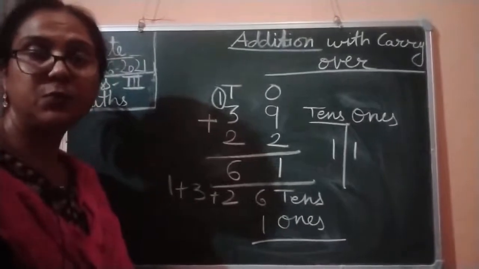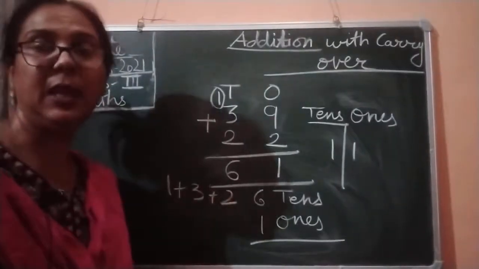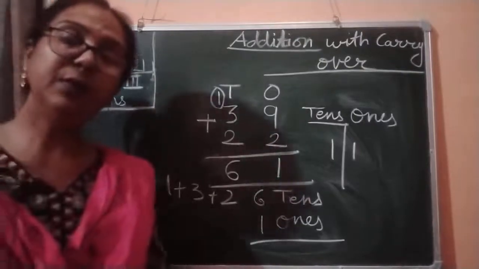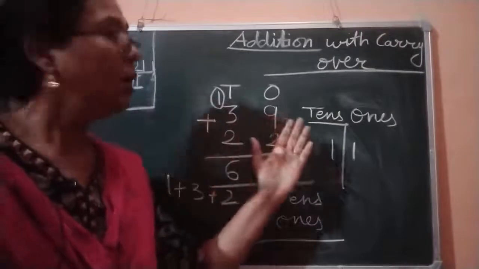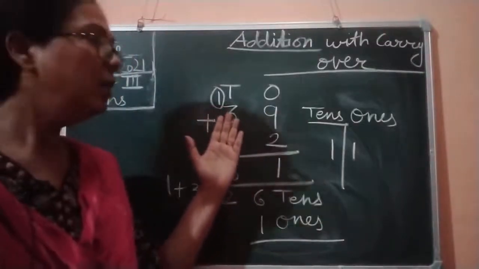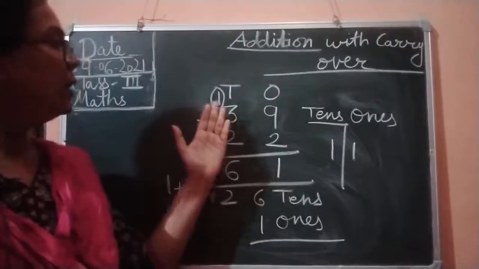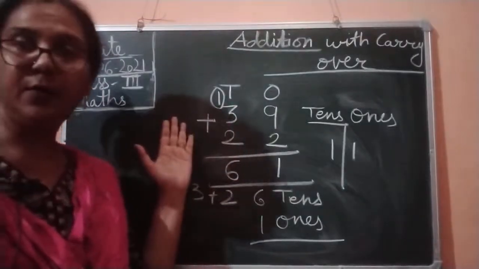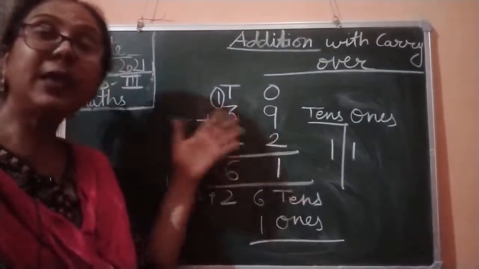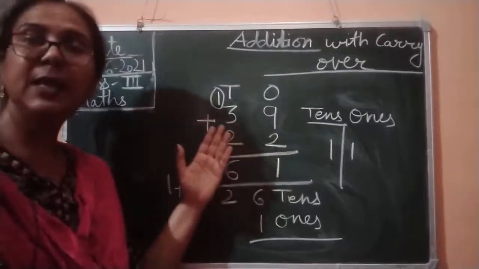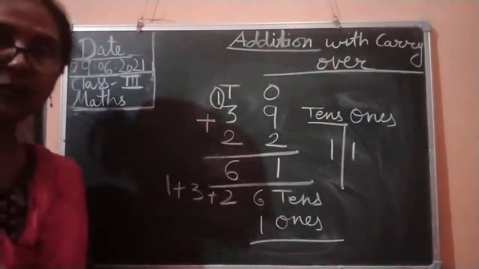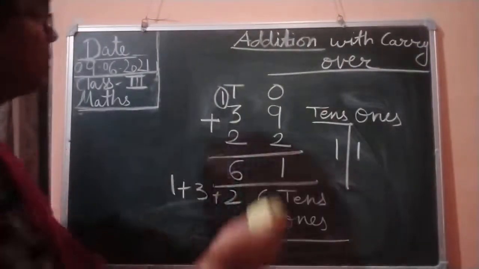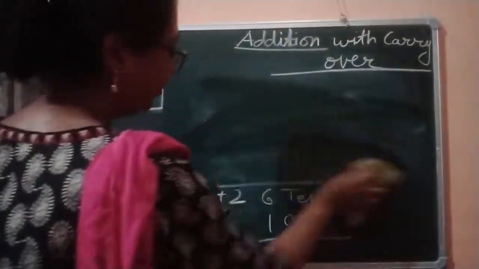So children, let's move to the next thing that we will learn today. We have already done how to carry over ones to tens. Now we are going to learn ones to tens and tens to hundreds. How can we carry over ones to tens and tens to hundreds? So children, let's start doing this. For this, we have to erase the board, then we can start.